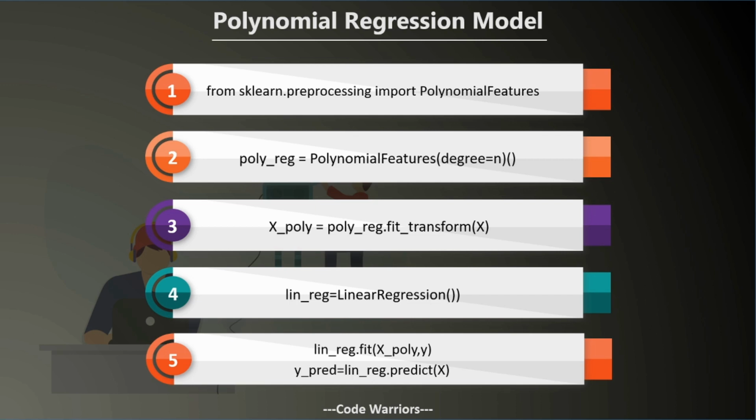n can be anything, which is our degree. Let's say if you want to create a model of degree 2, we are going to pass 2 here. If we want 3, we are going to pass 3, and like that. We need to keep updating it and check whether our model is working well or not. And that's how we are going to use the polynomial regression model.